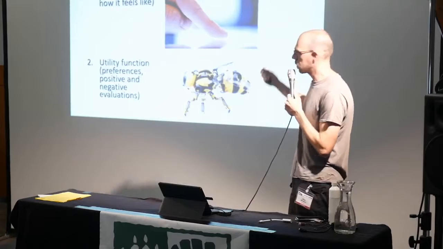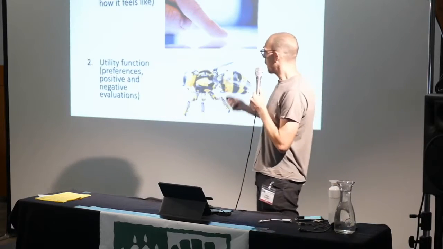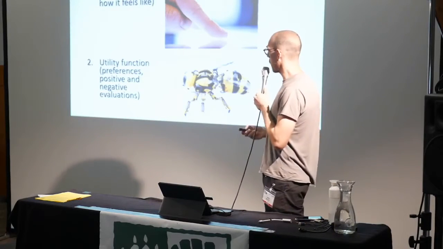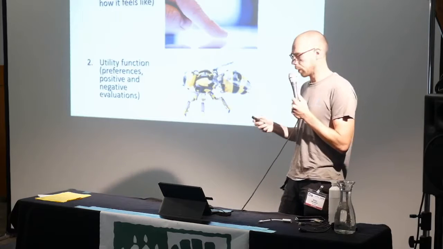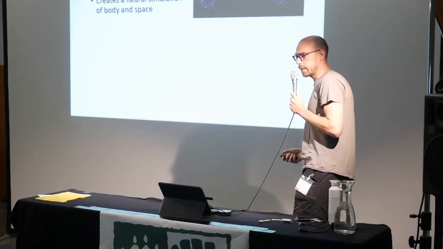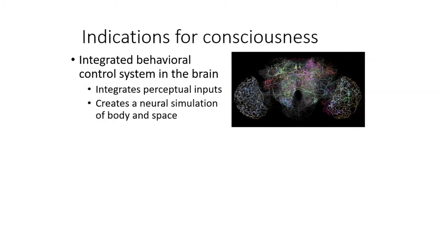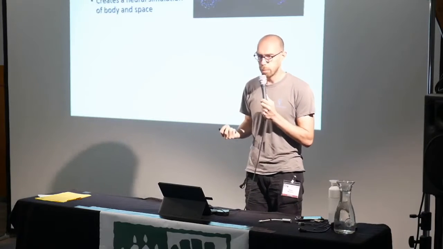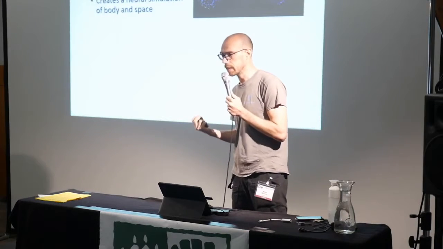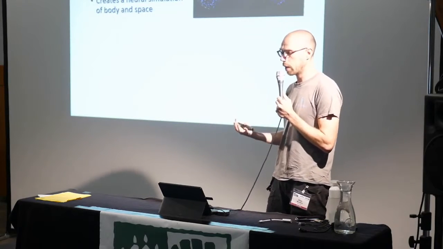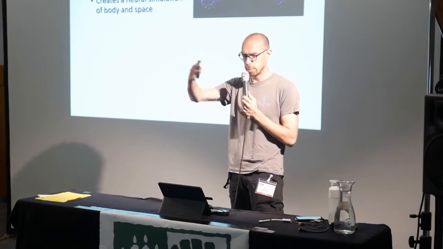We need to demonstrate two things: whether the insect is conscious and whether the insect has a utility function. What we do know is that insects have an integrated behavioral control system in the brain. So a lot of perceptual inputs, vision, touch, smell, and they have to integrate it. Flies, for example, have a consciousness in the sense that they are consciously aware of their body position in space.